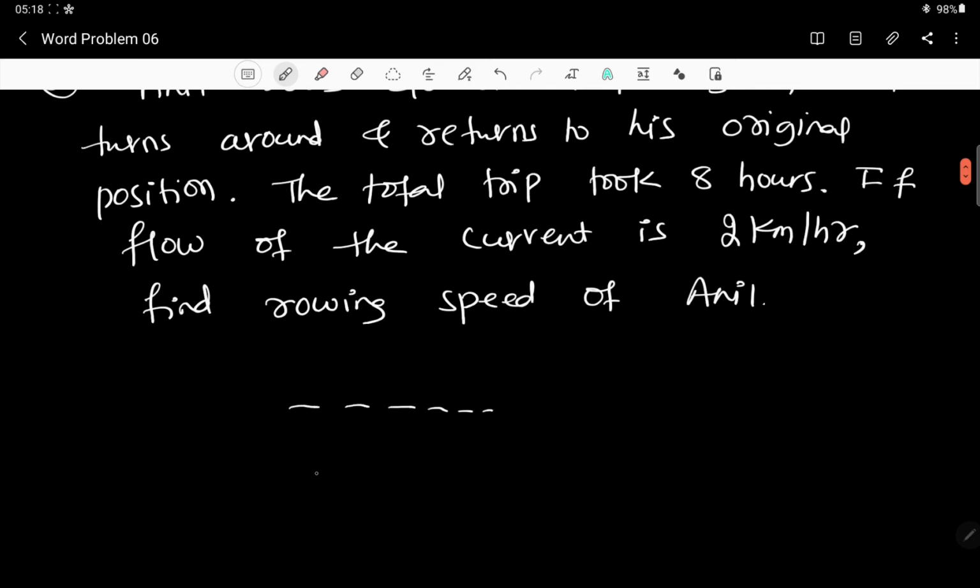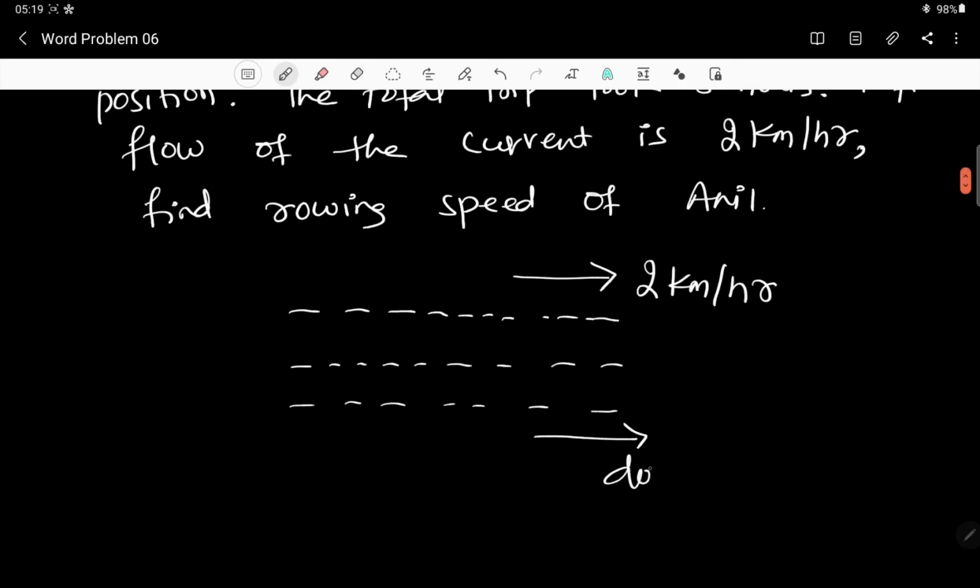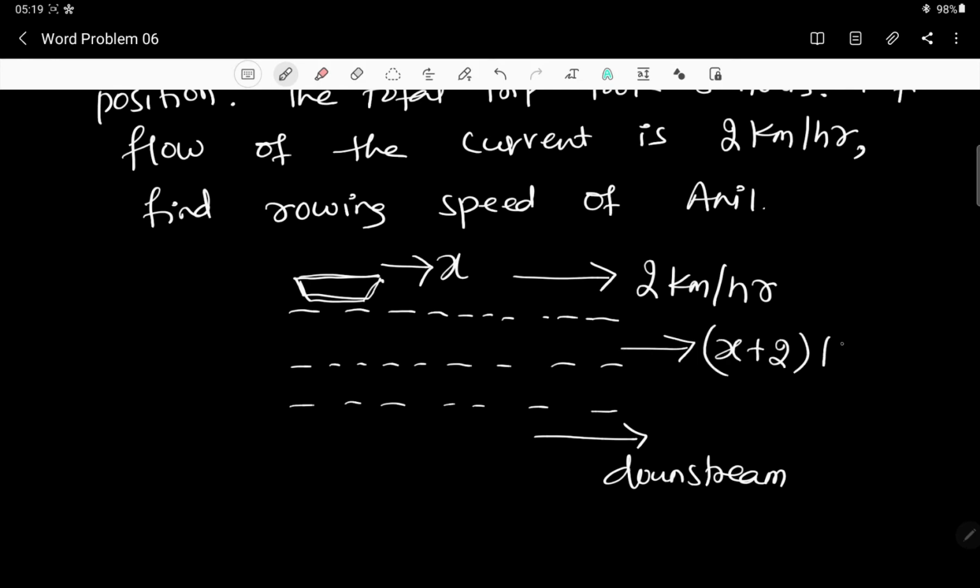Now here is the water. Here is the water we have, and this is the speed of the current. This water is flowing at 2 kilometer per hour, in this direction from left to right. Going like this is called downstream. Along with the water, if you are going, this is called downstream. For example, there is a boat here. Let us assume it is moving with speed x in still water. Along with the downstream, while going, what will be the speed? Tell me. x plus 2, right? x plus 2 kilometer per hour.